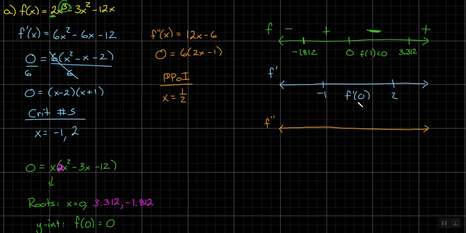F prime of 0 is what? Positive or negative is all I have to worry about. Negative. And it's positive here and positive here. Now, if you want to do this, you can. It's not necessary. Positive just means that I'm increasing, decreasing, and increasing again. What did we just identify?